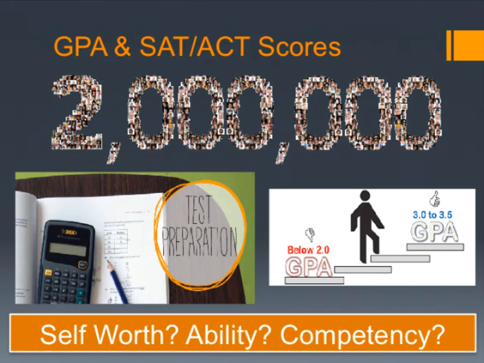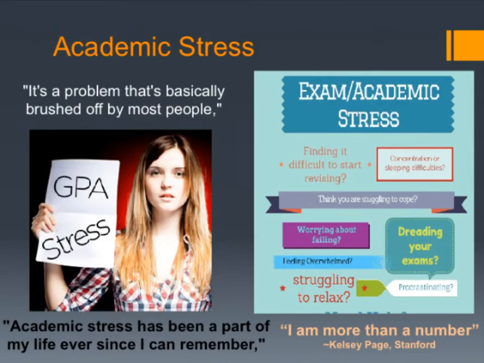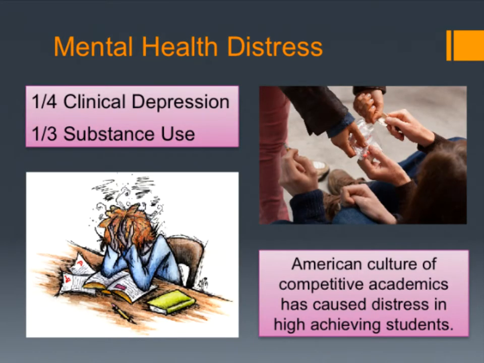We have 2 million high school students in the United States who take these tests and start really to question their self-worth, their ability, and their competency based on these scores and outcomes. This invariably leads to academic stress, where students perhaps start to believe that their worth as a scholar is just about a number. Competitive academics in American culture has really generated not only academic stress, but a significant amount of mental health distress amongst high school students, where 25% of these report clinical depression, and 1/3 rely on psychoactive substances to manage the distress due to the high-powered academic expectation to gain access to college.